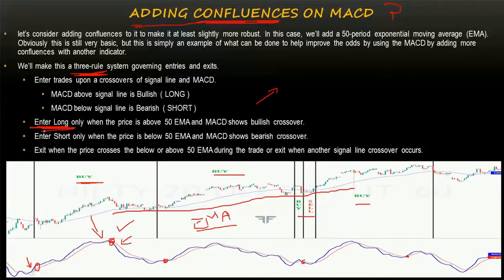Enter long trades only when the price is above the 50 exponential moving average and MACD shows the bullish crossover. Enter short trades only when the price is below the 50 exponential moving average and MACD shows bearish crossovers. Exit the trade when the price crosses above or below the 50 EMA during the trade, or exit when another signal line crossover occurs.